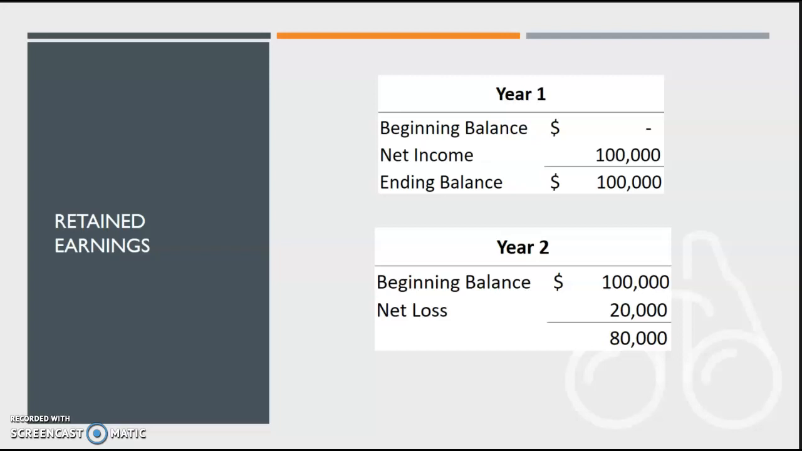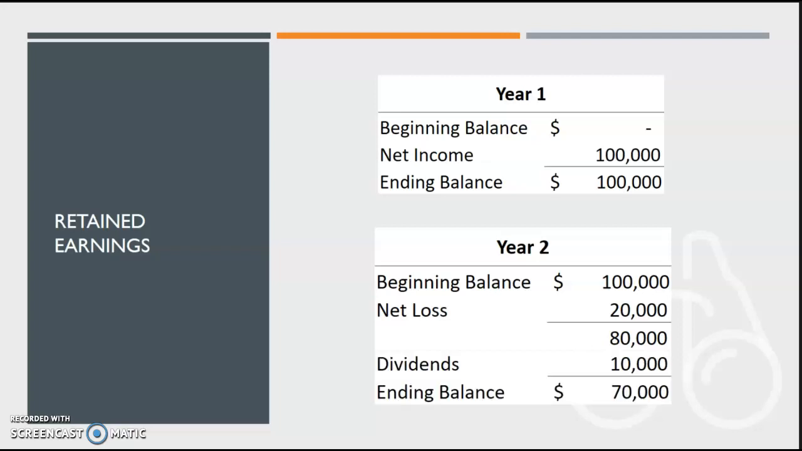Dividends are a distribution to owners. Thus, this is taking some of that retained profit and giving it to the owners. Dividends decrease this retained earnings amount as that profit is no longer retained by the business. If, in the second year of operations here, the company paid $10,000 in dividends, retained earnings would then equal $70,000.